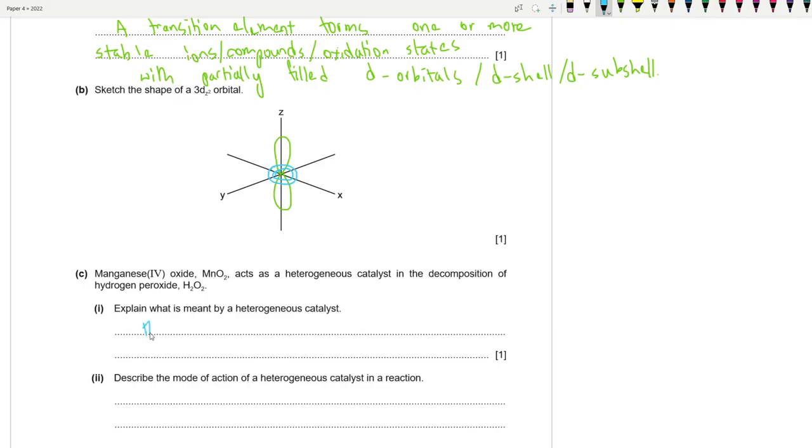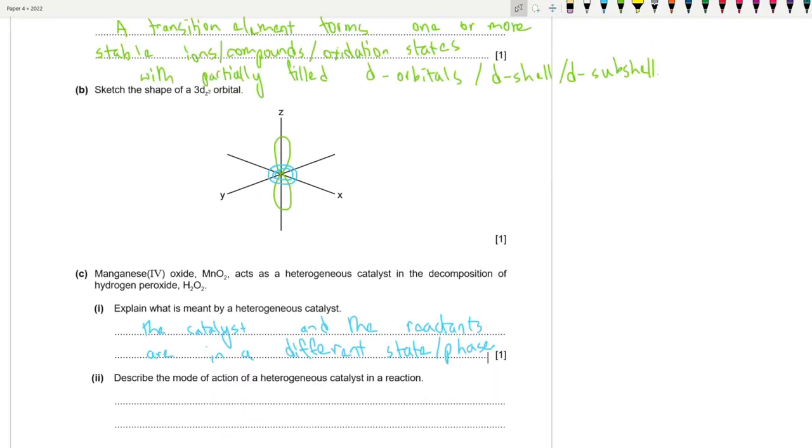So the catalyst and the reactants are in a different state or phase. Okay, phase is the better word by the way, just like in the Haber process and contact process, right? Iron and vanadium pentoxide.